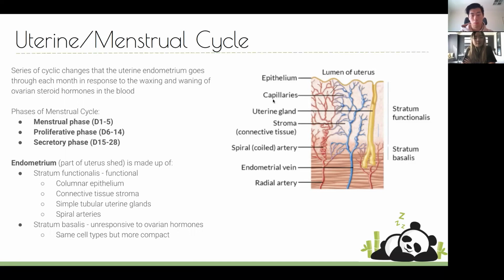You have a couple cell types in there. It's good to know about the spiral arteries because they come in a bit later. Well, I'll tell you them probably on the next slide. But yeah, you have a columnar epithelium. You have connective tissue stroma, like I mentioned before. And you have some uterine glands right here, this yellow thing. And stratum basalis has all the same cell types, but it's just a bit more compact.